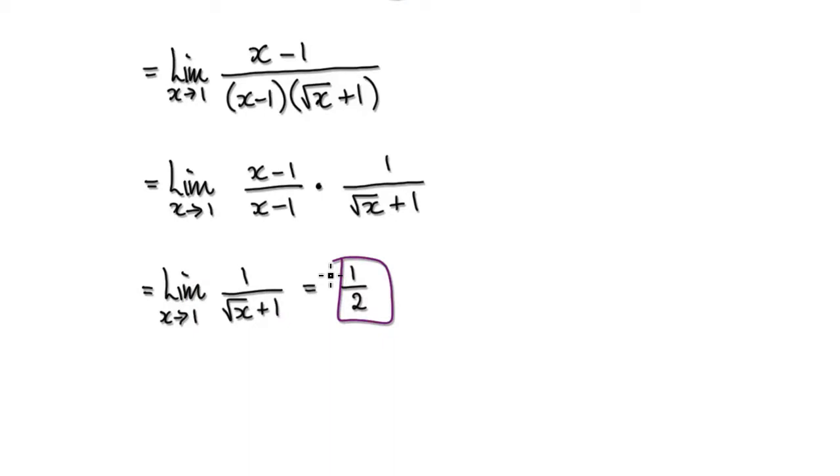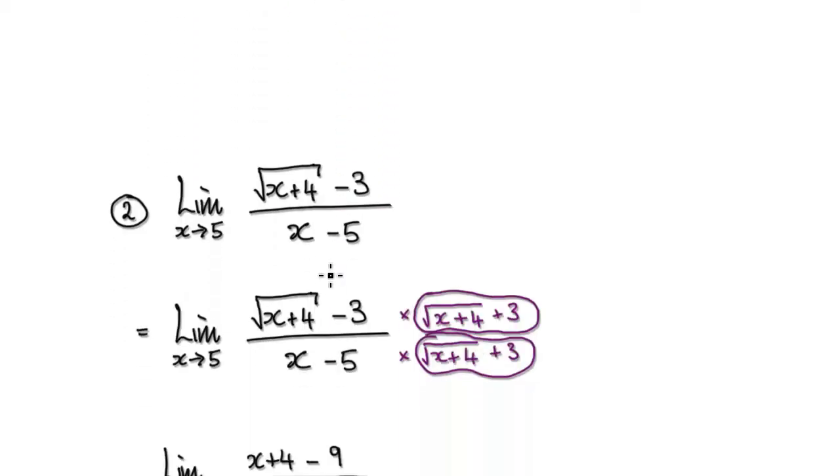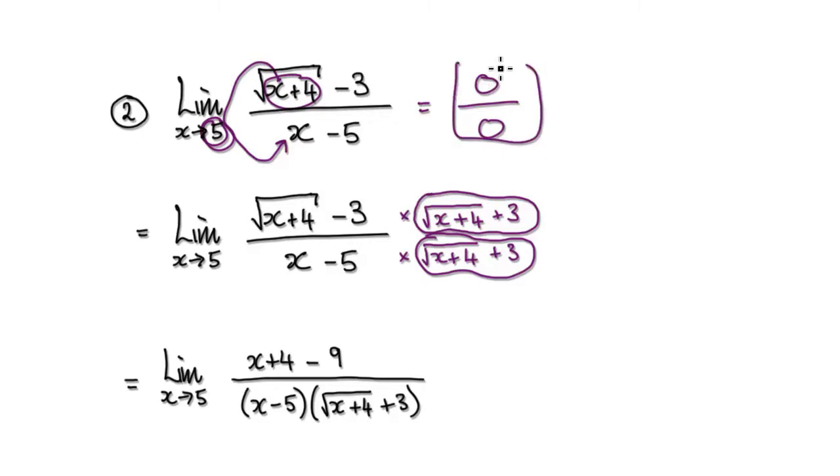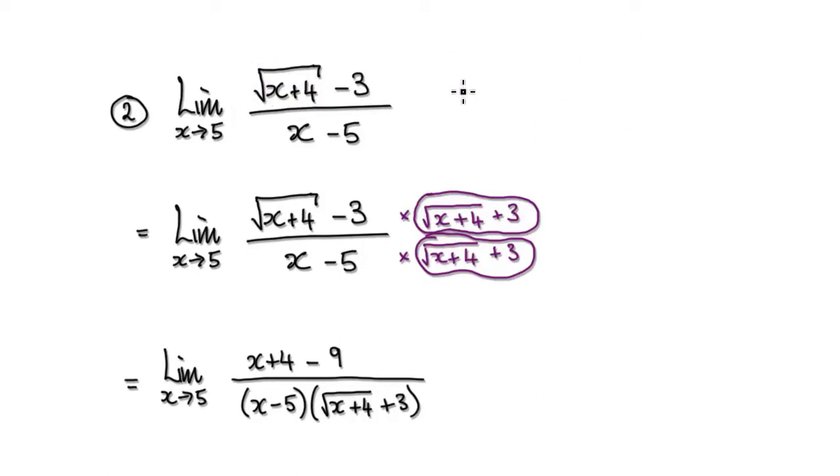Okay, so for number two. The first thing you should do is put a 5 in there to see what happens. When you put 5 into here, the numerator will become 0: square root of 9 is 3, take away 3. You're going to get 0 over 0. When it's 0 over 0, you can't determine anything. Sometimes the limit exists, sometimes it's DNE. When it's 0 over 0, you just can't determine anything. So you've got to do something cunning.